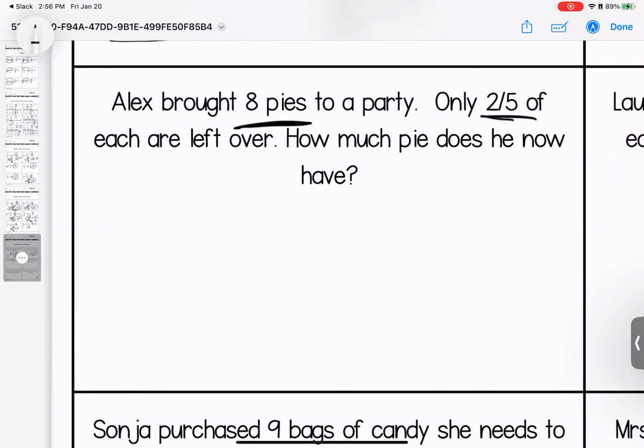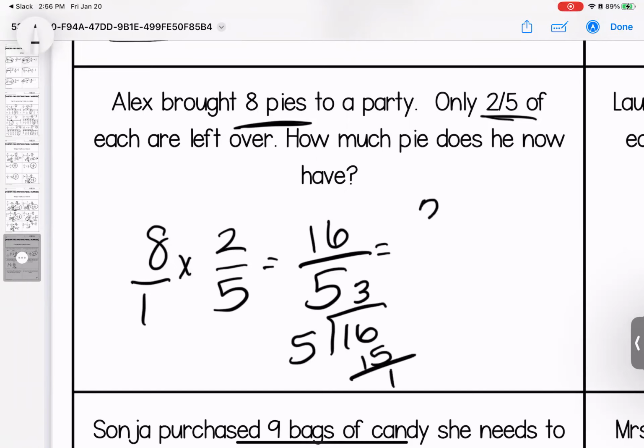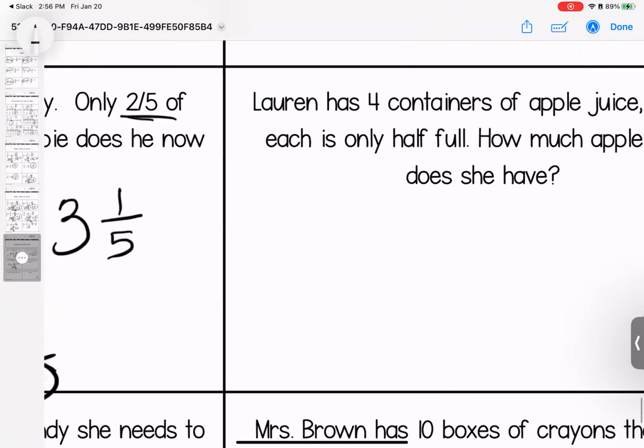Alex brought 8 pies to a party. Only 2/5 of each are left over. How much pie does he have now? So his 8 pies, each 2/5 were eaten. We're going to multiply. 8 times 2 is 16. 1 times 5 is 5. Divide to simplify. 5 goes into 16 3 times with 1 left over, which means we have 3 and 1/5 of our pies left over.